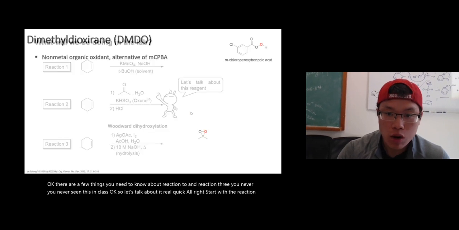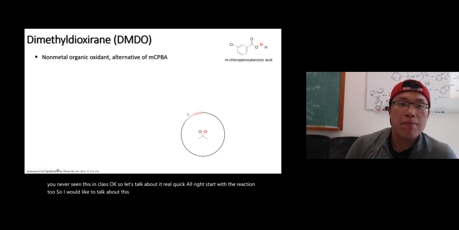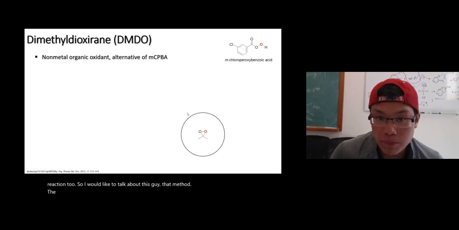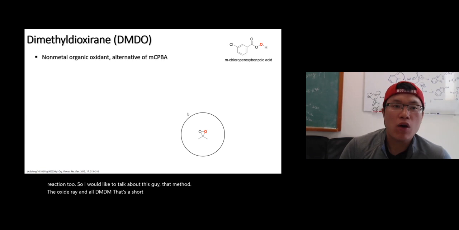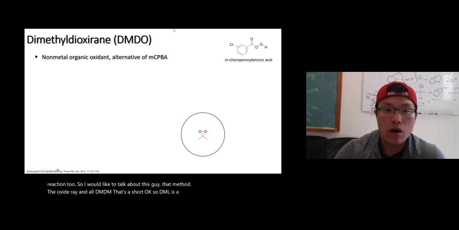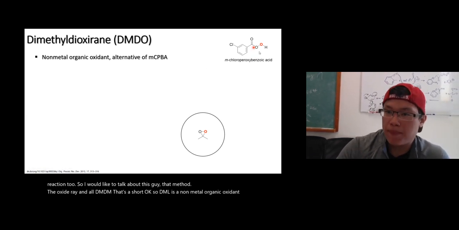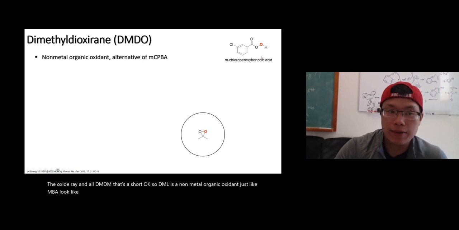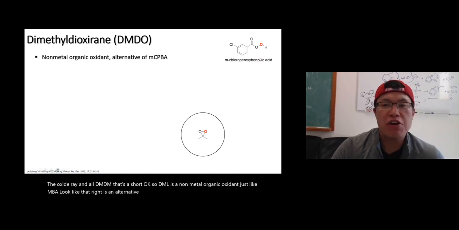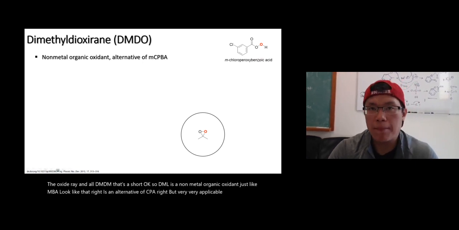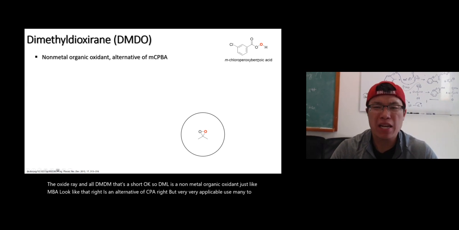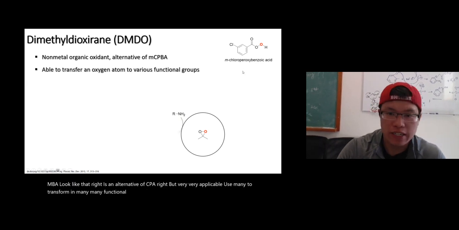So I would like to talk about this guy, dimethyldioxirane, or DMDO. DMDO is a non-metal organic oxidant, just like mCPBA. It looks like that, right? It's an alternative to mCPBA, but very, very applicable. It's used to transform many functional groups. Let's take a look at some examples.